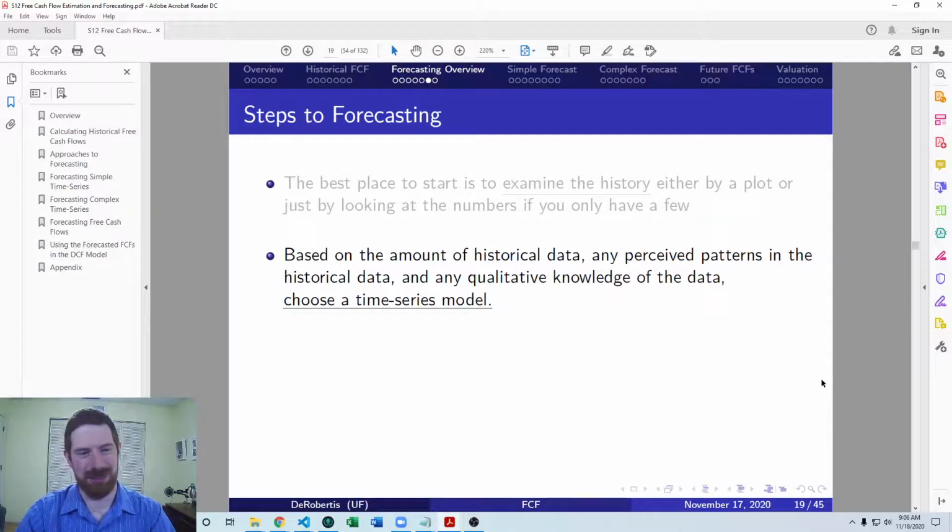And you also want to consider any kind of qualitative knowledge that you have about it. If it says in the company's 10K that they're not going to be purchasing any new fixed assets over the next couple of years, then it doesn't make sense to use a trend if the historical data has been trending upwards. Well, you already know that the company is not going to keep continuing on that path. So in that case, maybe the recent value approach is going to be better.